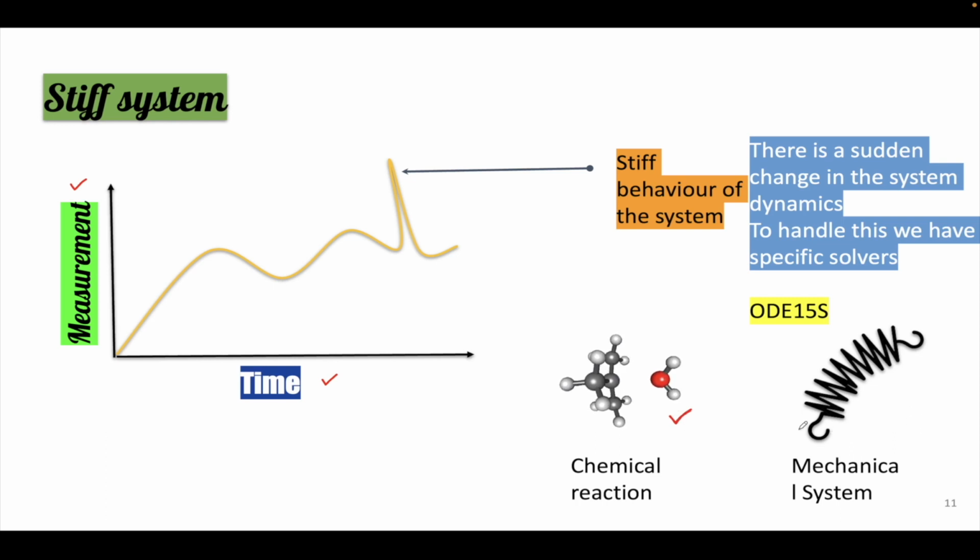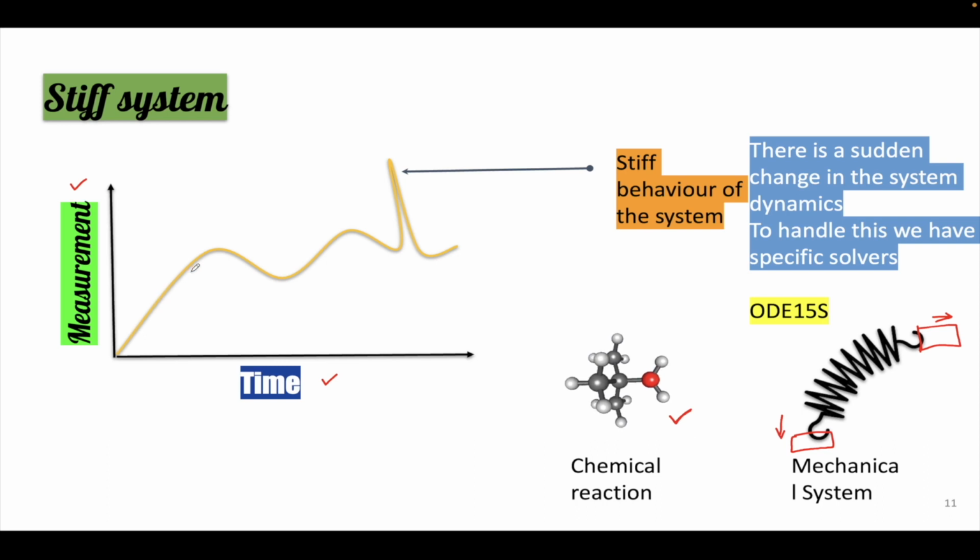Next, suppose there are two blocks attached to the ends of a spring, and you are pulling these blocks in both directions, and there could be a point at which the spring may break. This could be one type of stiff system. So let's see what the measurement data is showing here.